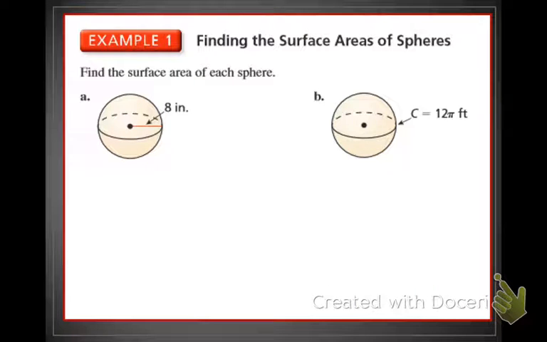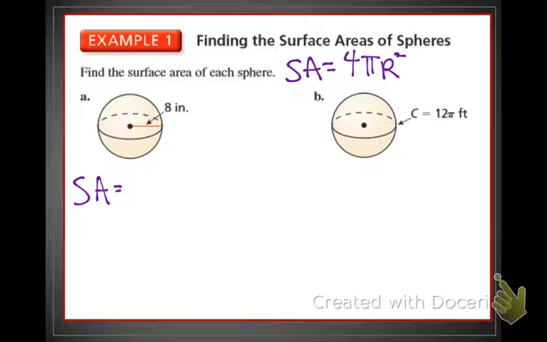So let's do some problems together using our formula. Surface area equals 4 pi r squared. We're going to plug in our radius. 4 pi, what is the radius of our circle? 8 squared. Type it in your calculator, write both answers.